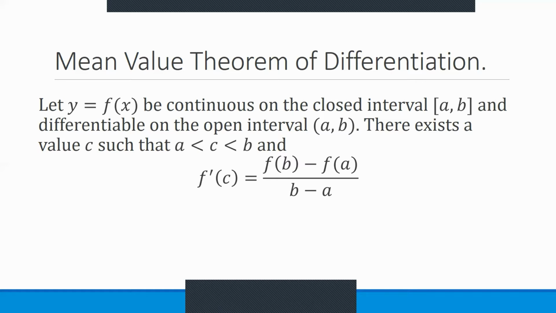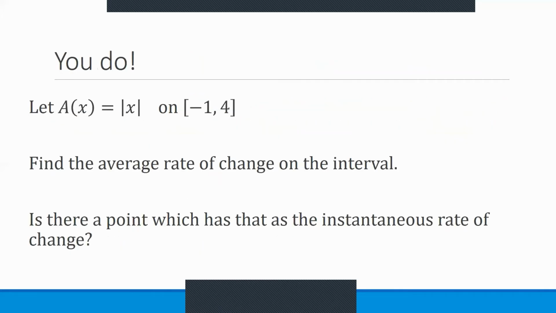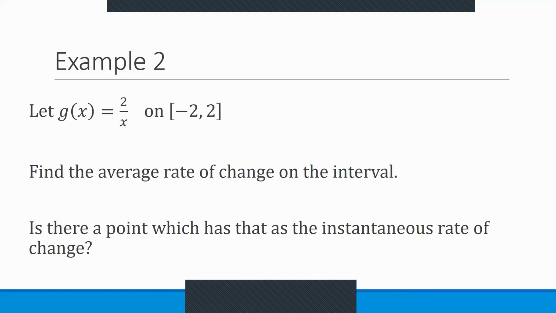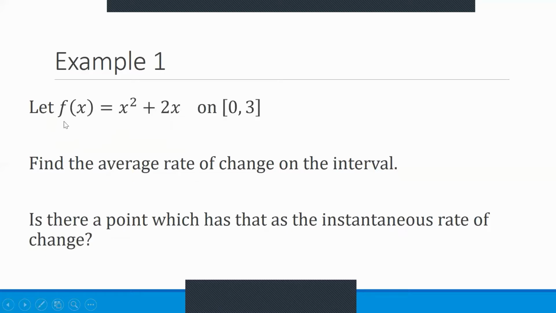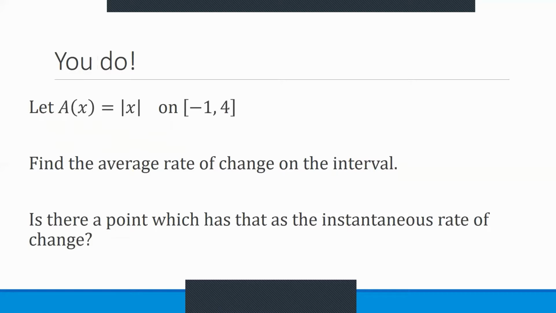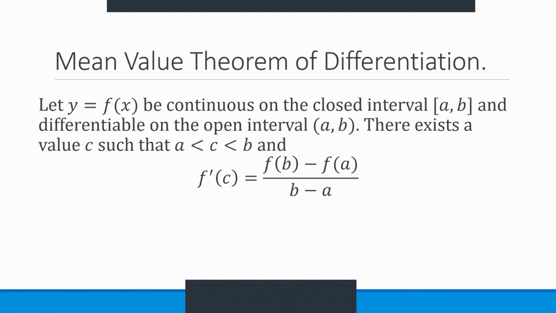And if you look back at the examples we had, the a of x had a sharp corner at 0. The g of x was not continuous. But the f of x here was both continuous and differentiable over the interval from 0 to 3. So this is the mean value theorem of differentiation.